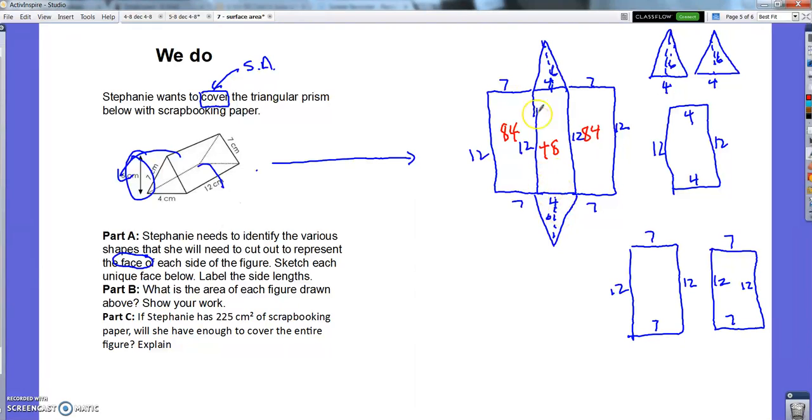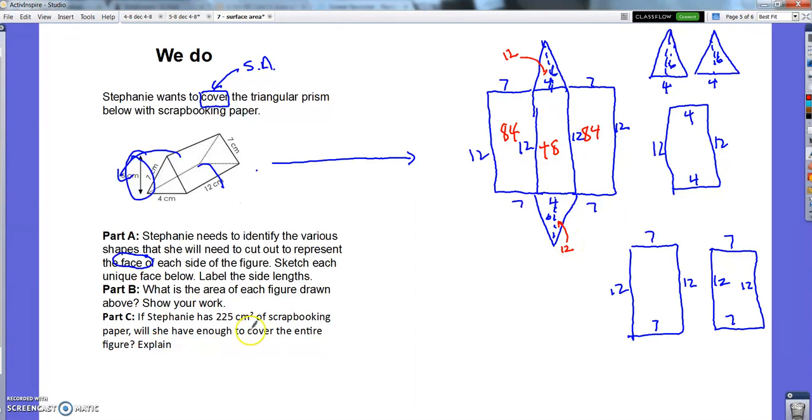And then don't forget, when you've got triangles, you can't just do base times height. You have to remember to divide by 2 for triangles. So base times height is 4 times 6 is 24. So each one is 12, half of 6 times 4. So that is the area of each face: 84, 84, 48, 12, 12.